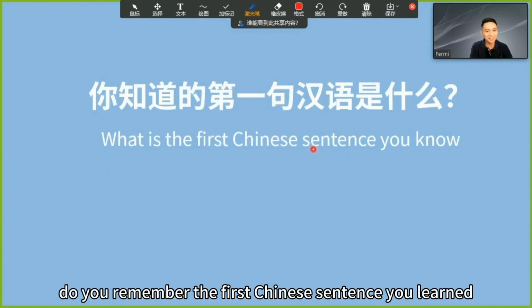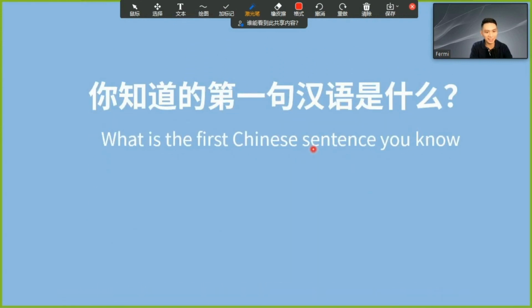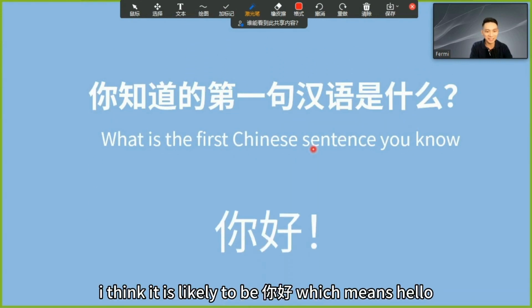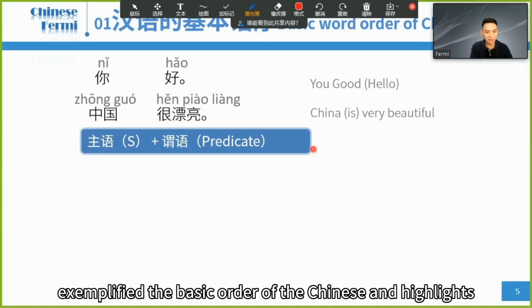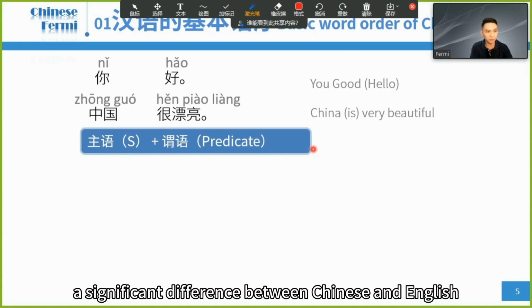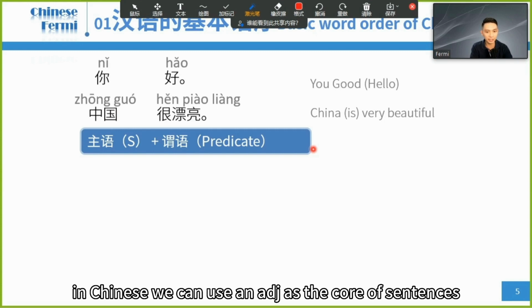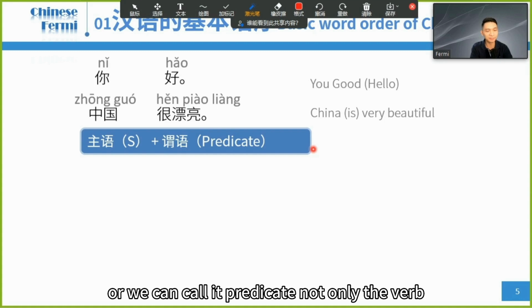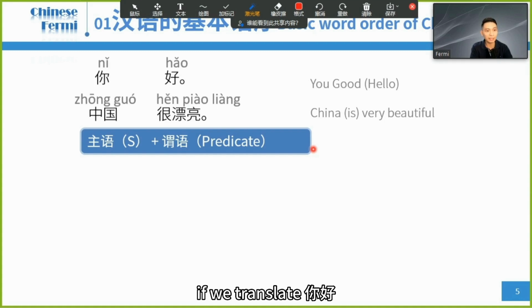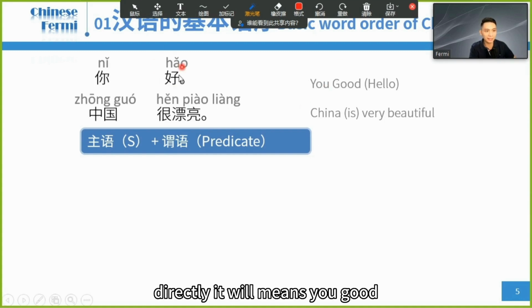Do you remember the first Chinese sentence you learned? I think it is likely to be 你好, which means hello. This sentence exemplifies the basic order of Chinese and highlights a significant difference between Chinese and English. In Chinese, we can use an adjective as the core of a sentence, or we can call it the predicate, not only the verb. If we translate 你好 directly, it will mean you good.